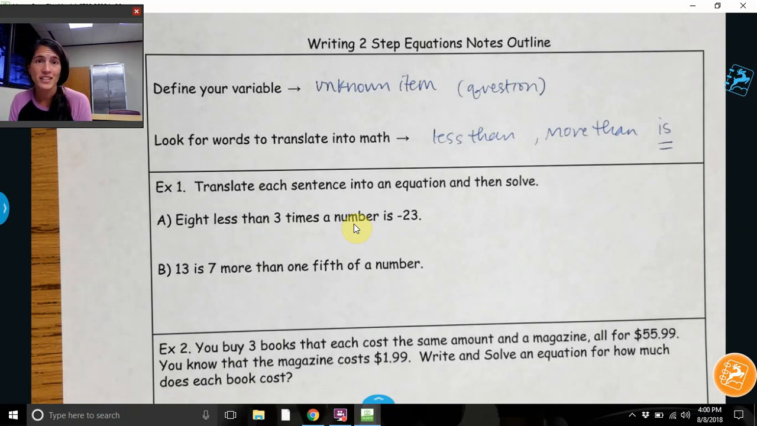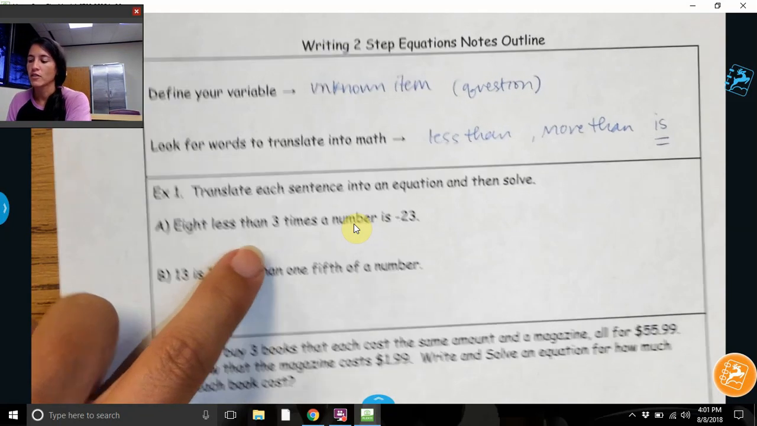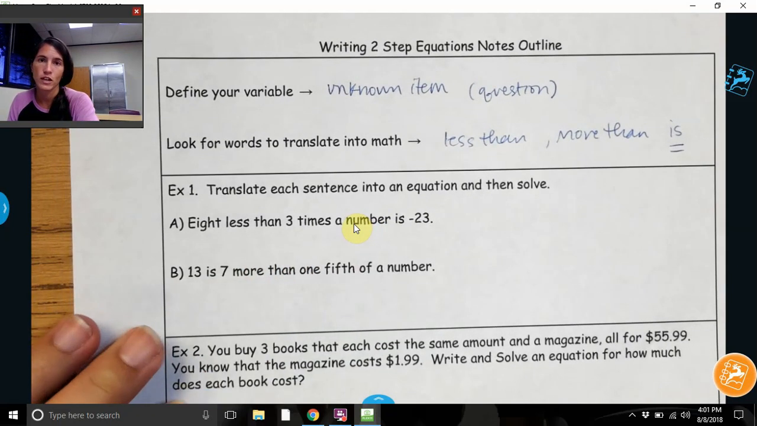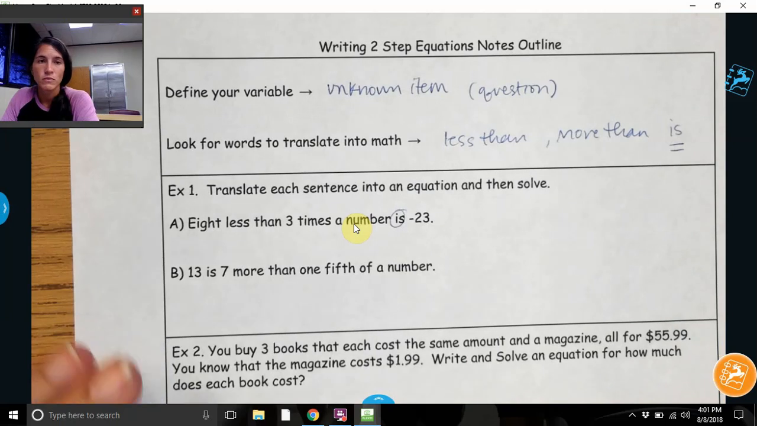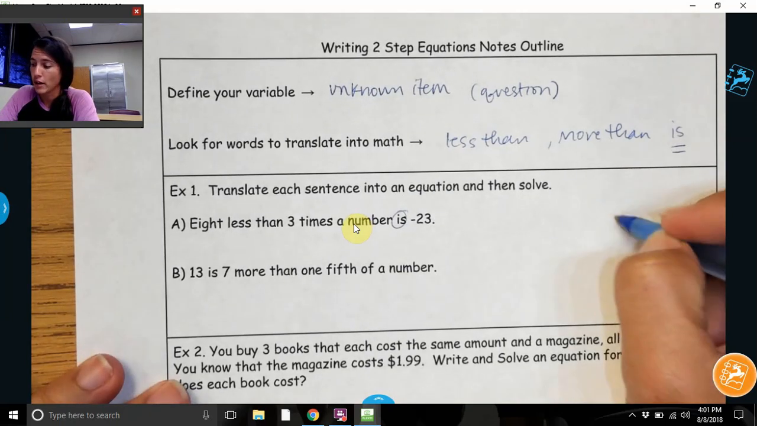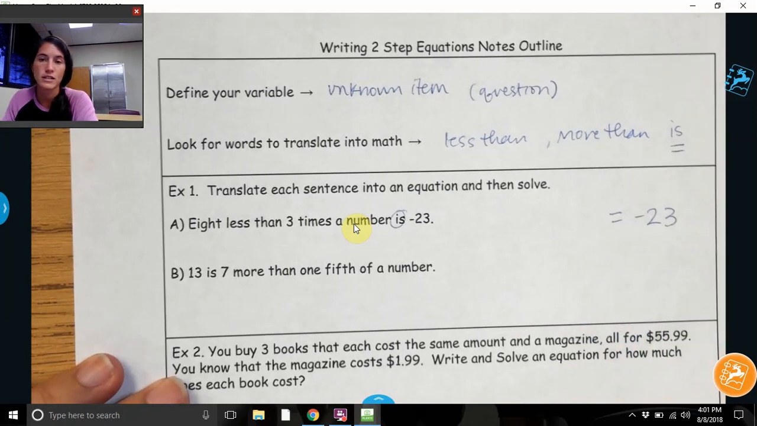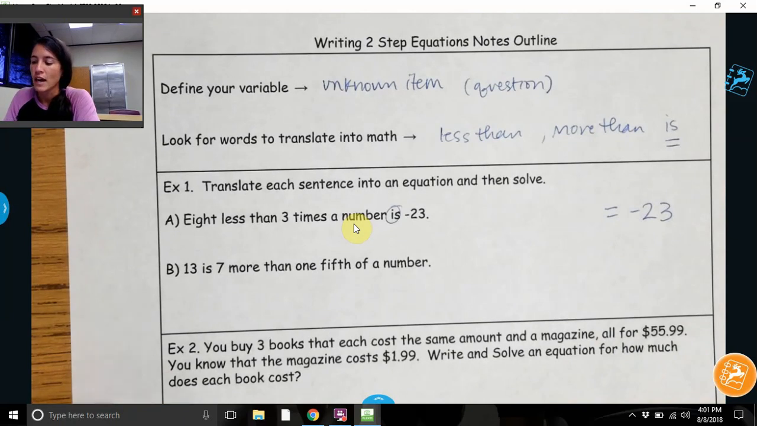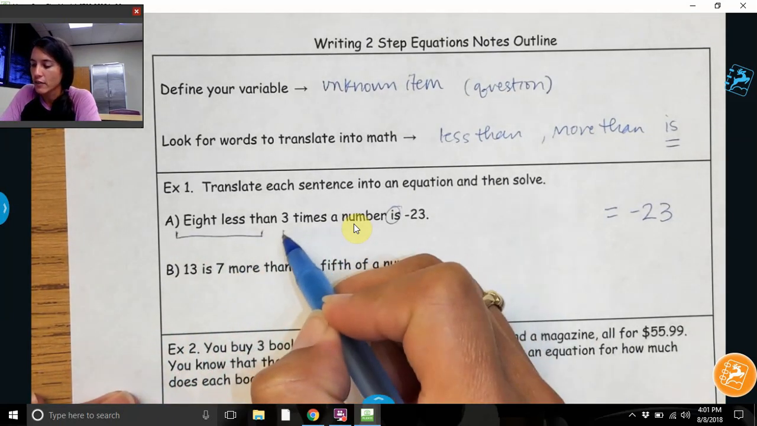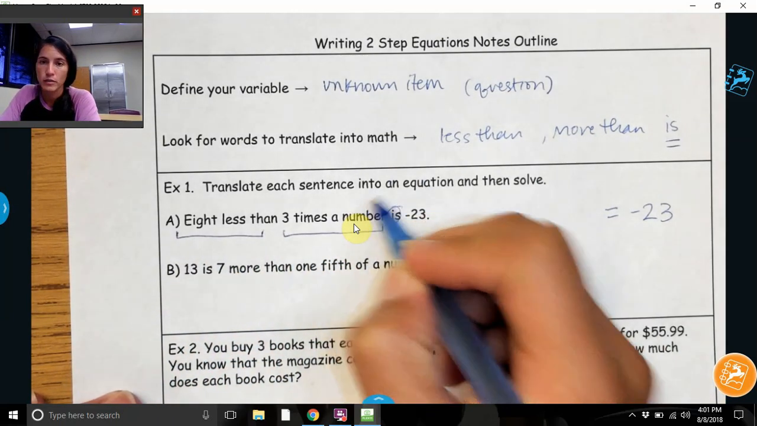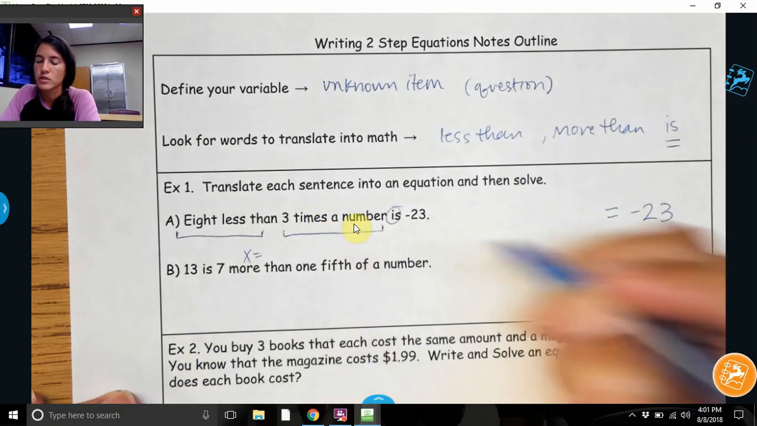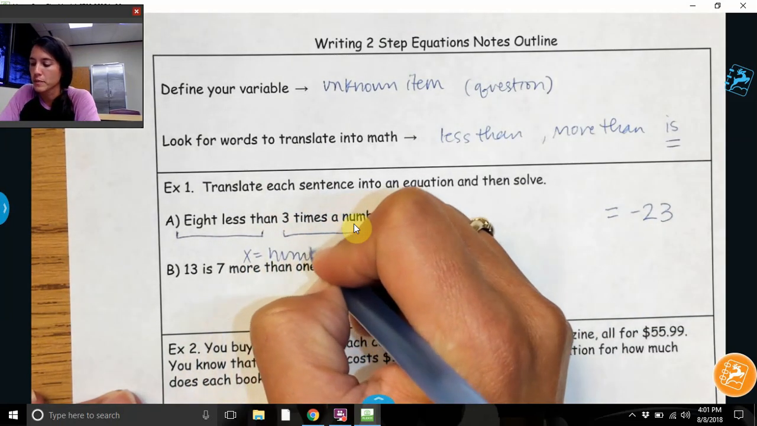So let's do some examples. Example 1, translate each sentence into an equation and then solve. We just have phrases written out. They're mathematical equations and they're just written out in words. So, 8 less than 3 times a number is negative 23. A lot of times the word is will mean the equal sign, and that's easy to point out. So I'm going to go ahead and put is negative 23. We'll start with 8 less than, and then 3 times a number. Well, a number is going to be your variable. So let's define the variable, and we'll just use the letter x to represent a number.